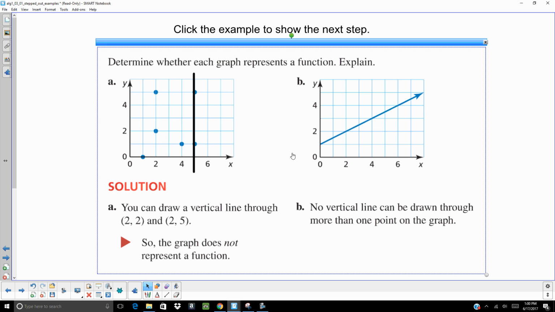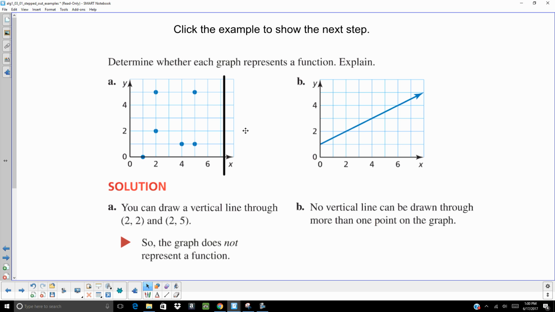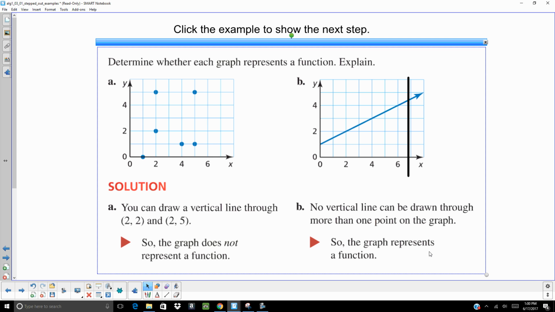On part B, no vertical line can be drawn through more than 1 point at a time. So I can take that vertical line and pass through, and it's only touching at one point at a time. So that one is a function.